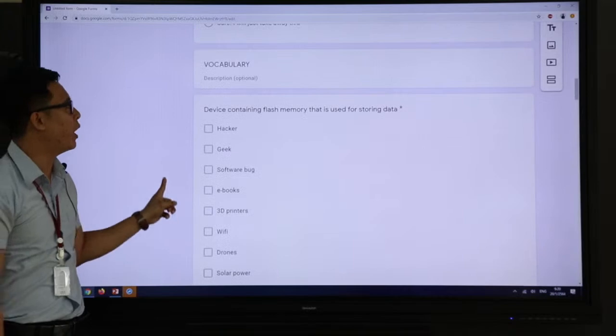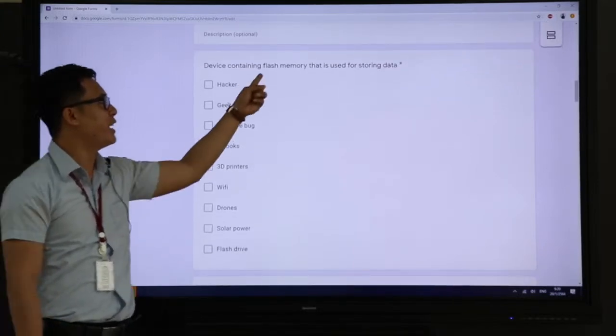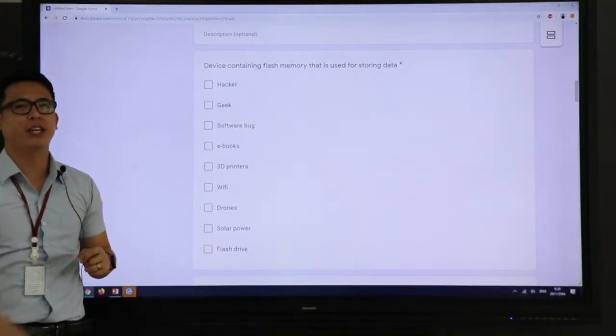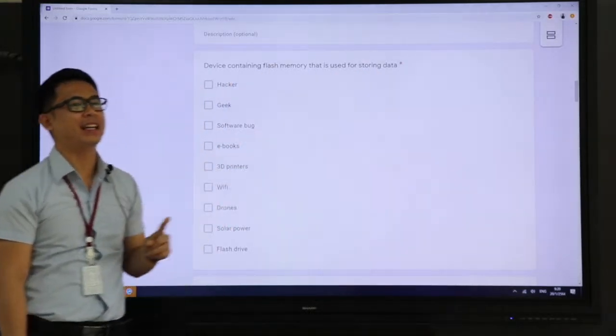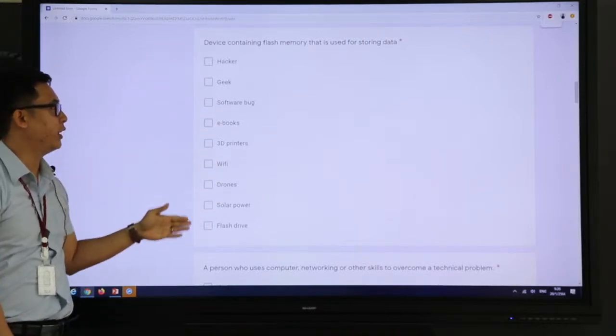Okay, now, number 1. It is a device containing flash memory that is used for storing data. And I want you to take note of the words flash memory and storing data. That is your clue. So what is the answer? You have options here.